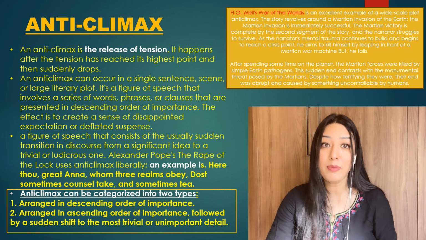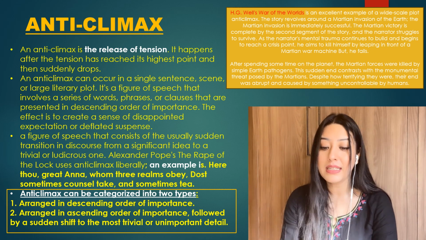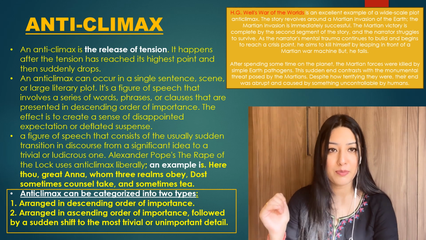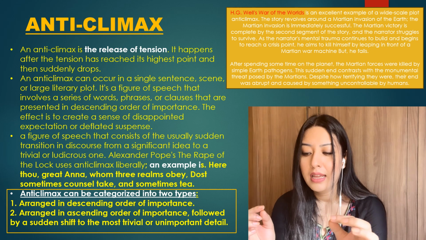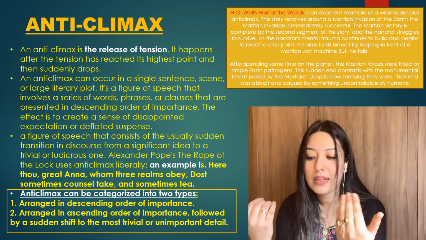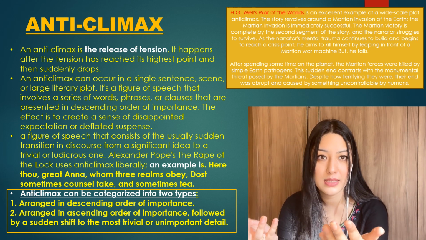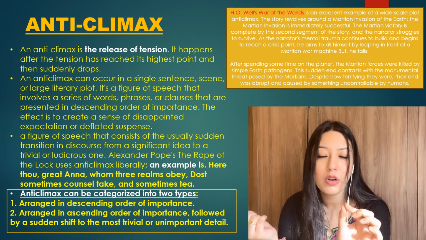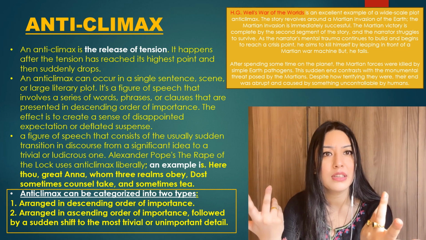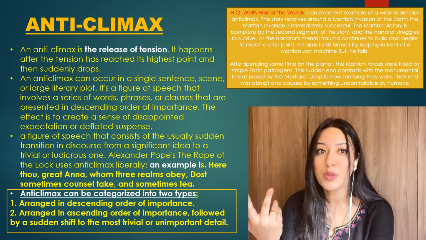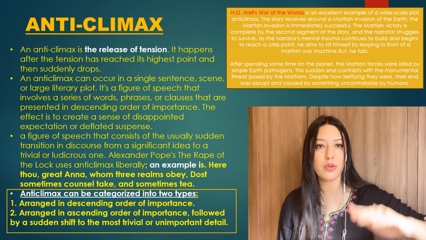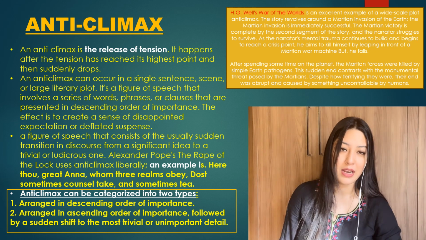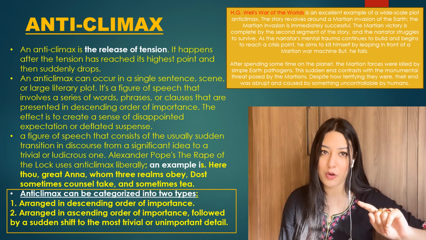But here in The Rape of the Lock, the example that I have used is in ascending order of importance. How? You are saying that "thou great Anna, whom three realms obey, dost sometimes counsel take." So this is ascending order of importance followed by a sudden shift to a trivial or unimportant detail: sometimes she takes tea. So you will either go from something trivial to something important, or from something important to the trivial one. So it can be ascending or descending order of importance.